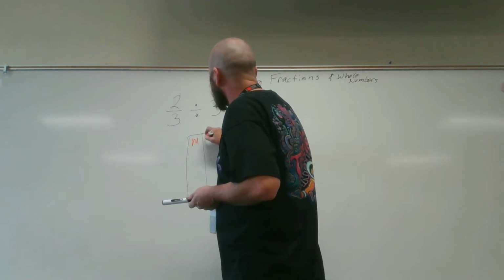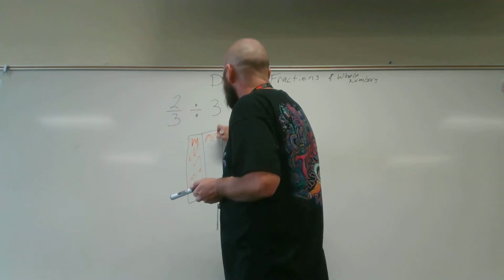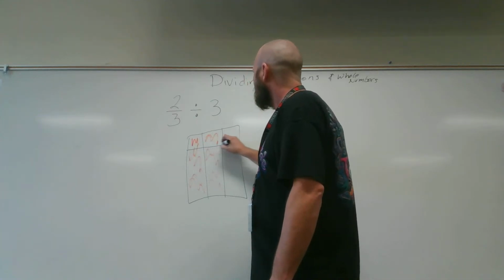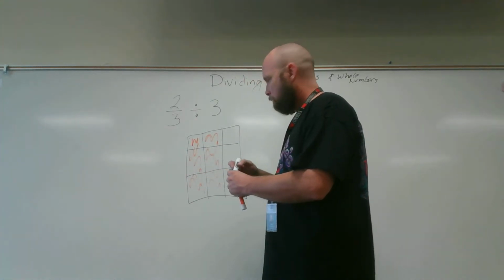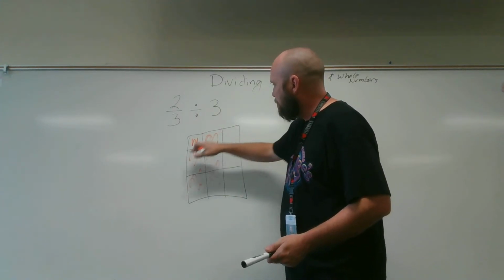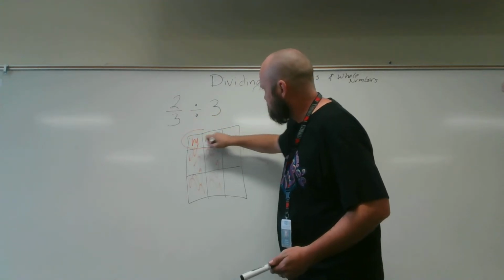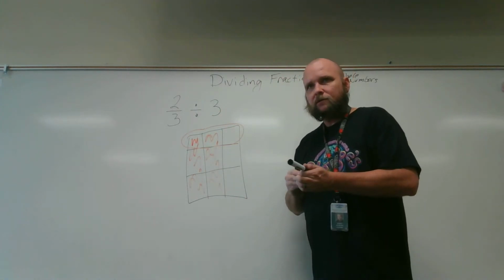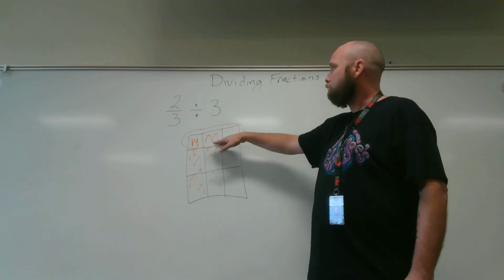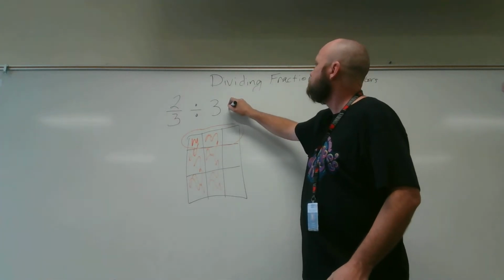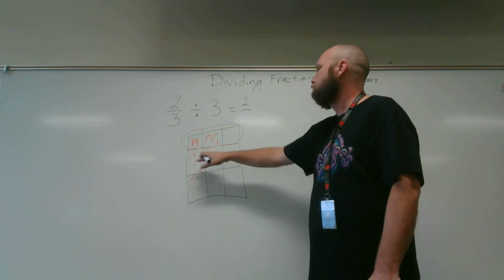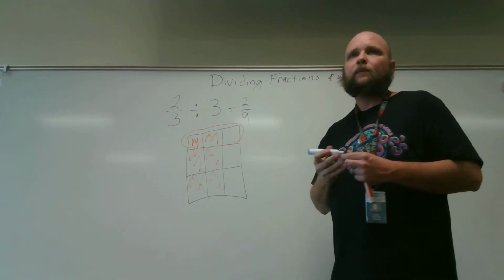And here's 1/3 shaded in, 2/3 shaded in. We're taking that 2/3 and we're dividing it like this. So here is my 2/3 divided by 3. We've divided it into 3 sections. This is my section because I'm only taking 1/3 of the 2/3. So how many are shaded in? 2. And how many are there total? 9. Is that what you got?